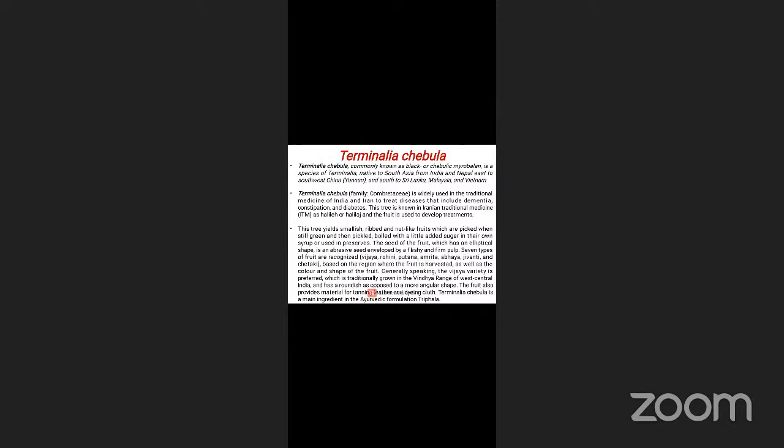This tree is known in Iranian traditional medicine as Hileh or Halileh, and the fruit is used to develop treatments. This tree yields smallish, reddish, nut-like fruits, which are picked when still green and then pickled, or boiled with a little added sugar in their own syrup, and used in preserves.